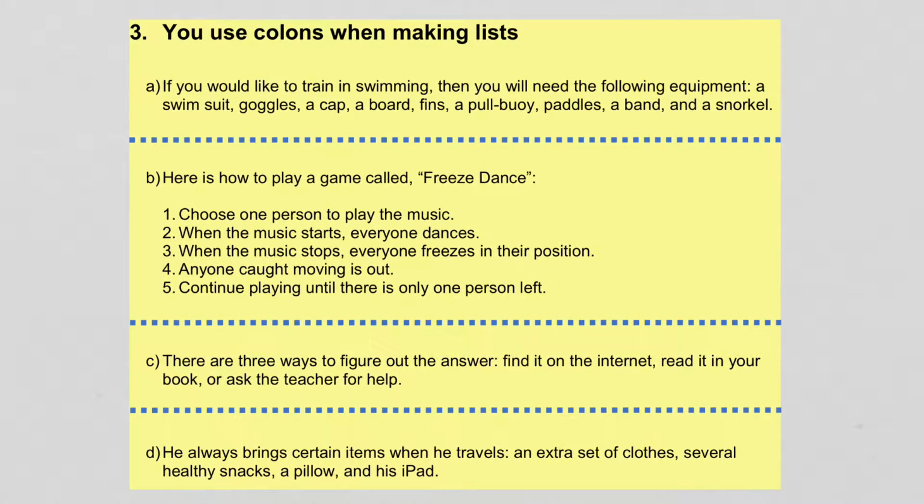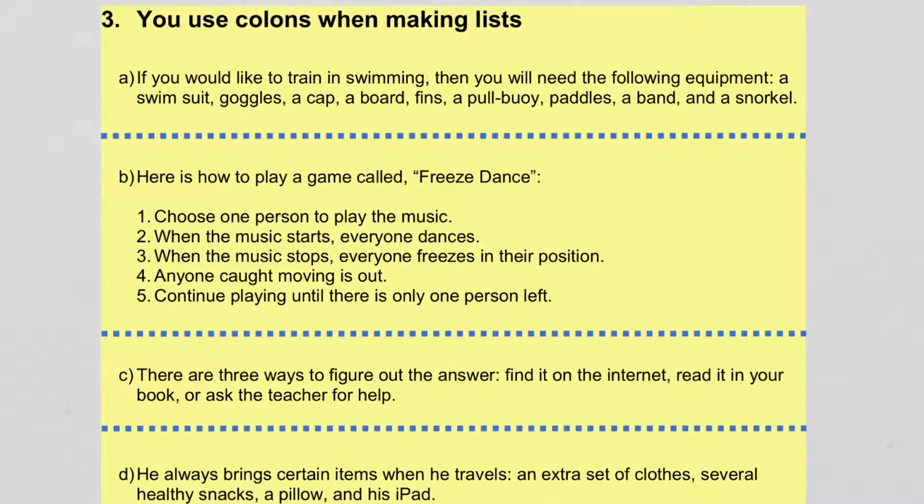All right. Next example, talking about how you would use colons when making lists. Let me read through these examples. Example A. If you would like to train in swimming, then you will need the following equipment: a swimsuit, goggles, a cap, a board, fins, a pull buoy, paddles, a band, and a snorkel.